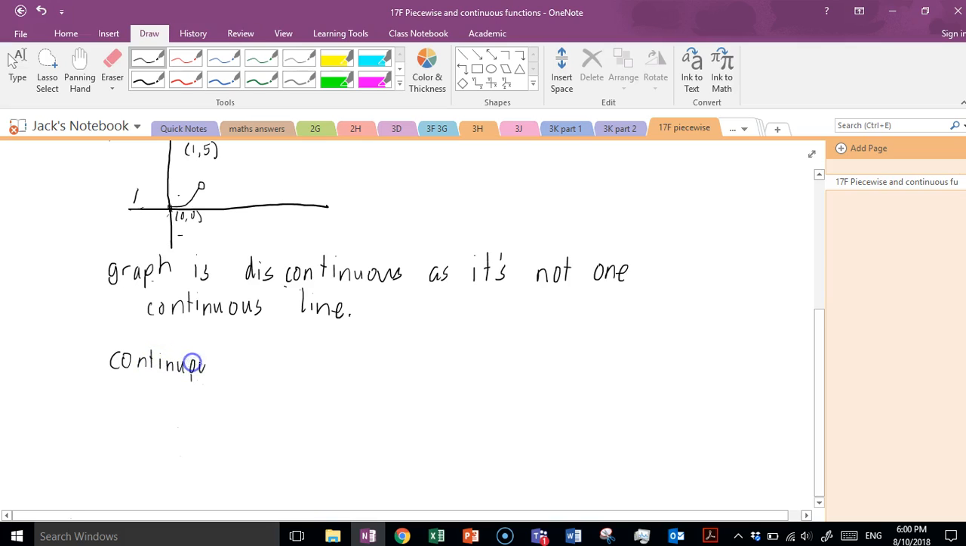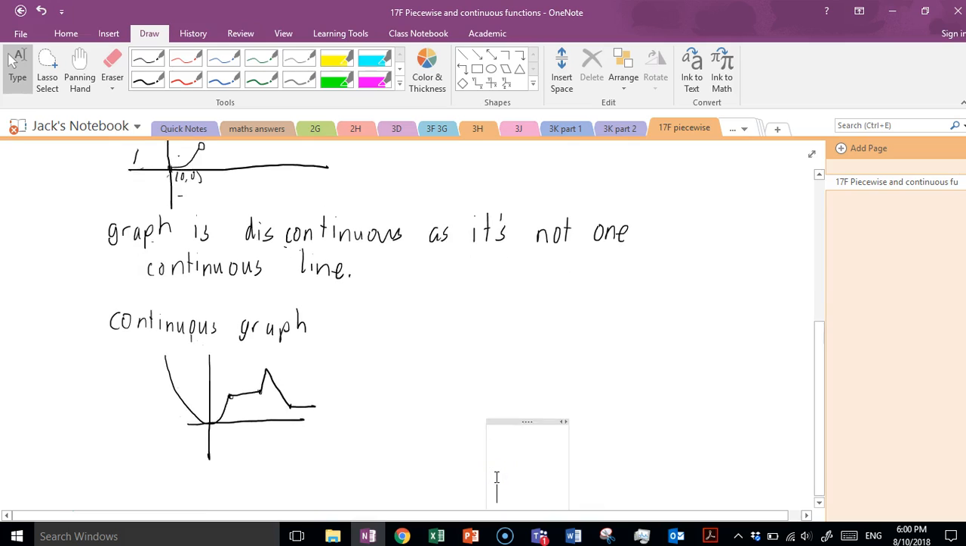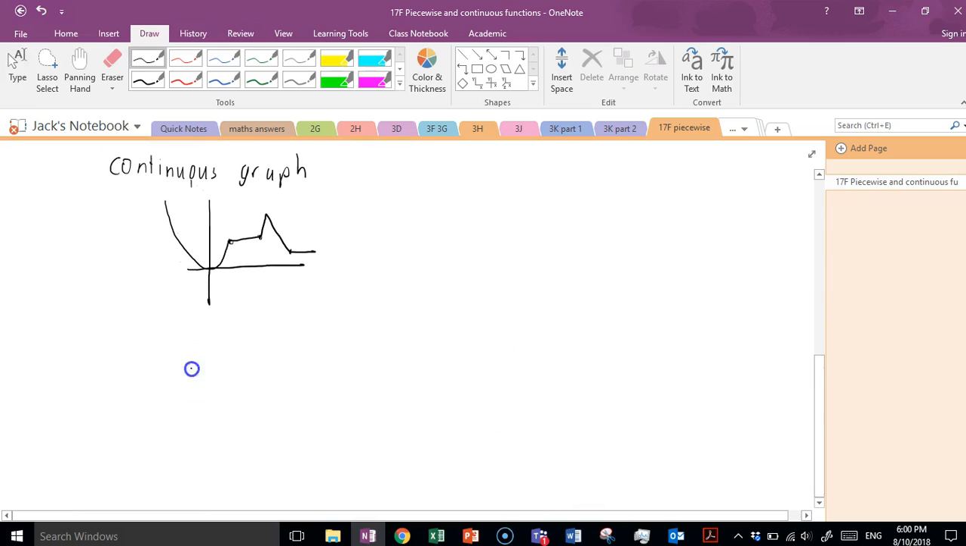So a continuous graph, an example could be something like this. So start off as a parabola, then it could go bang, even have sharp corners, doesn't matter, as at any point the line isn't broken, it's still continuous. Okay, so an example of a discontinuous graph, the one above was discontinuous, our first example there.